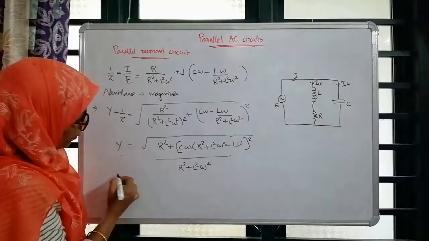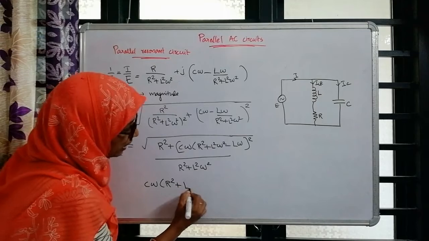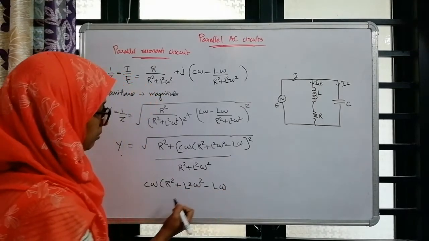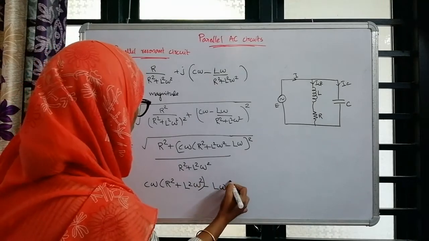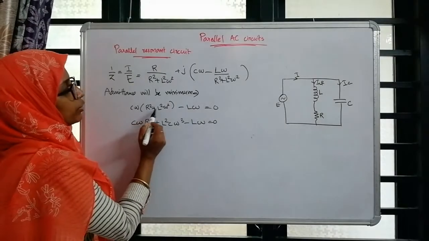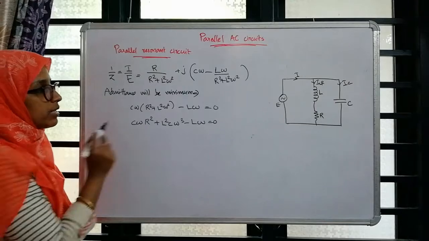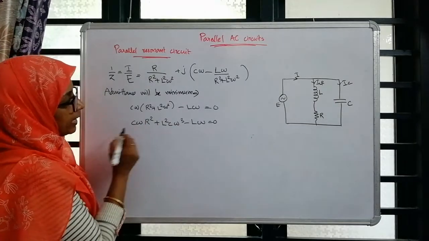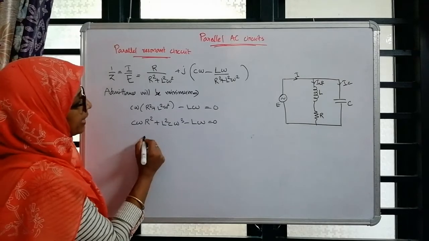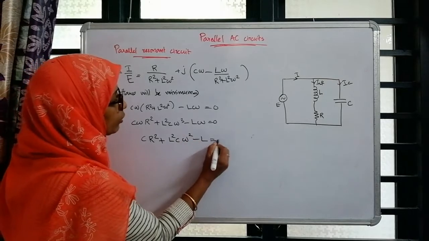So, to make the admittance minimum, we can write C omega into R square plus L square omega square minus L omega is equal to 0. That is, C omega into R square plus L square omega square minus L omega will be 0 for getting the minimum admittance. By rearranging, omega is common in 3 terms, so we can cancel that also. C R square plus L square C omega square minus L equals 0.